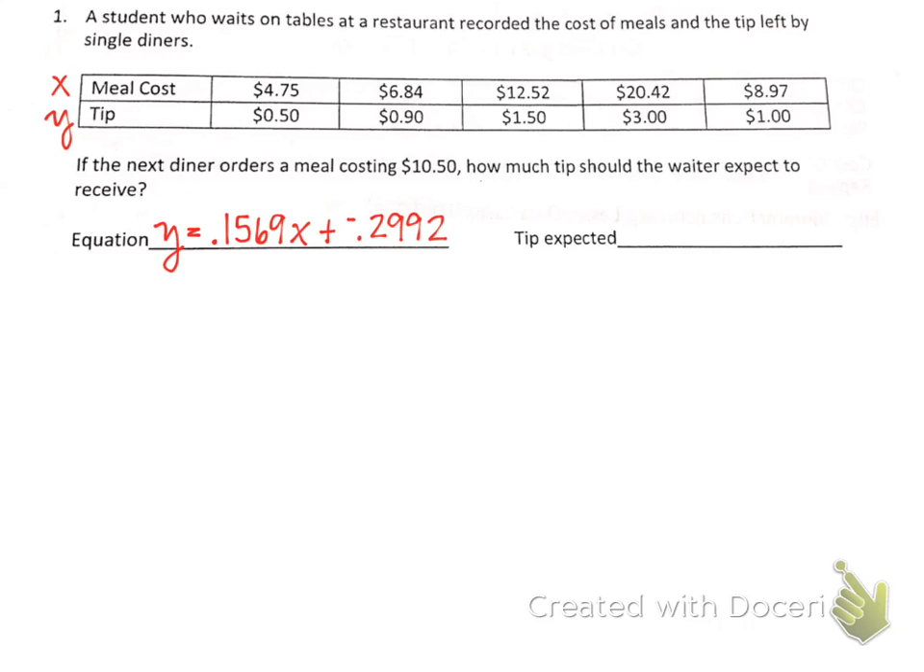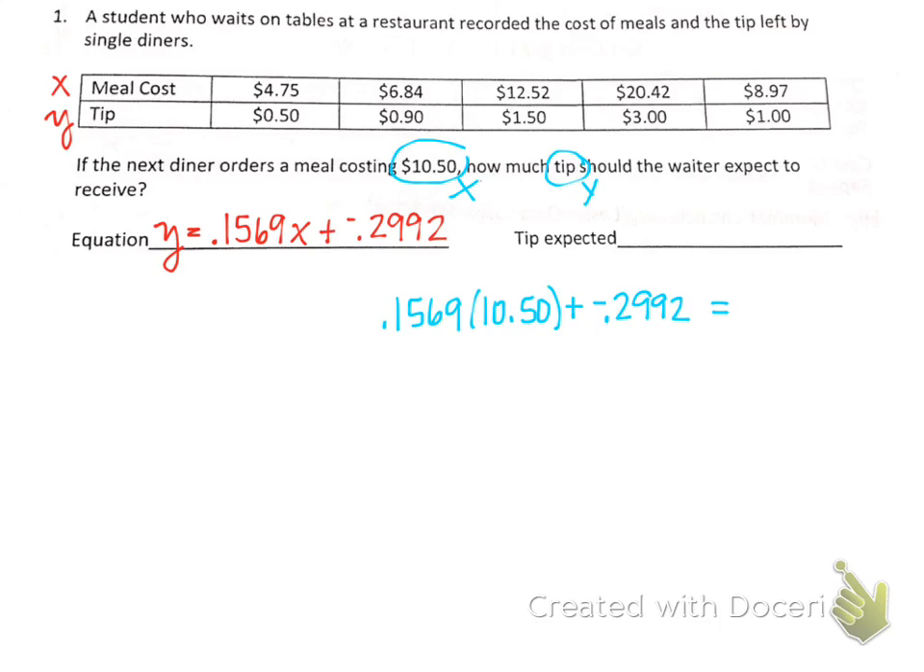So now we can answer the question. The question asks, if the next diner orders a meal costing $10.50, how much tip should the waiter expect to receive? They're giving us an X value, and we're looking for how much tip, so we're looking for a Y. We're going to take our equation and plug in 10.50 for X. So we have 0.1569 times 10.50 plus negative 0.2992. Let's put that in the calculator and see what we come up with.